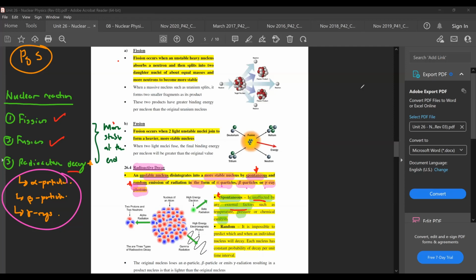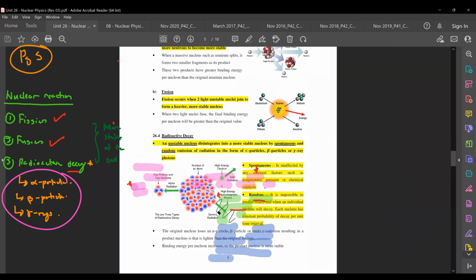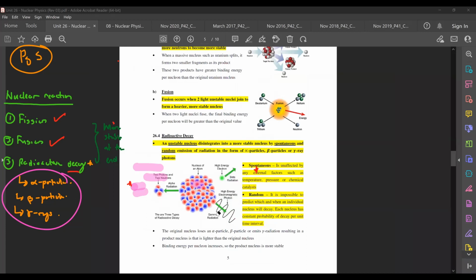Then when it comes to radioactive decay, what do we actually mean by the process being random? So in your case, random here is just simply defined as it is impossible to predict which and when an individual nucleus will decay, because each nucleus has constant probability of decay per unit time interval. So what does this actually mean is something like this. Let me just try and write out something on the screen to illustrate for you what is random.